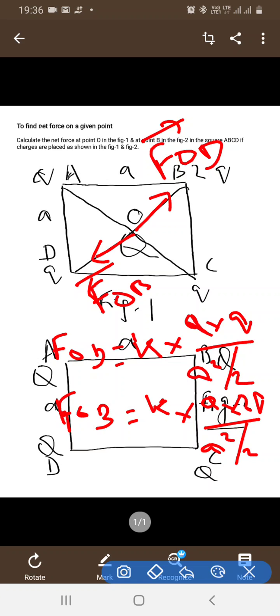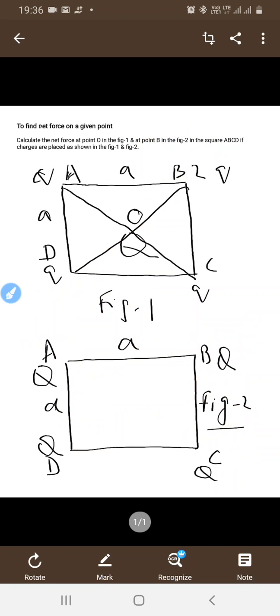So net force acting at O will be along OD or along BD. So this one, F net or vector FO, will be along BD or along OD. This is the answer for the question in figure 1. Now for figure 2, here charges capital Q and capital Q are placed at the vertices ABCD of the square. So force at B we have to calculate.